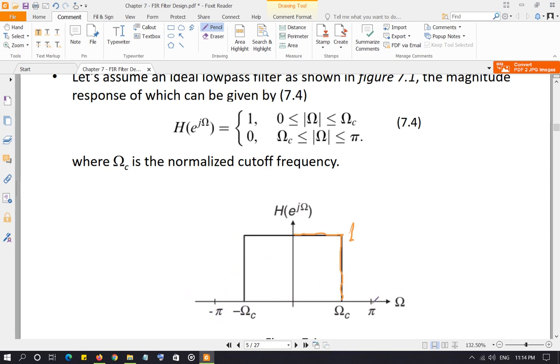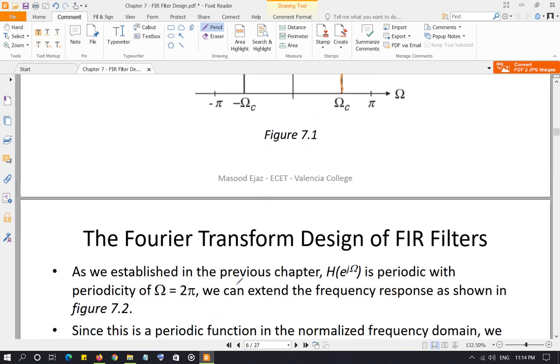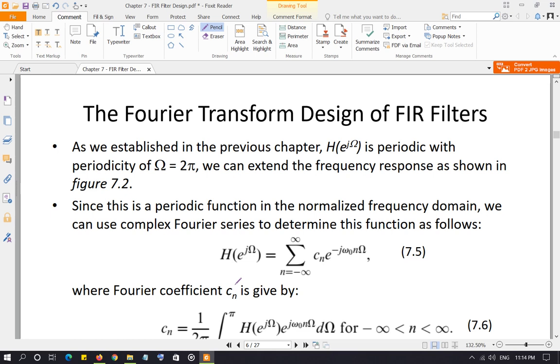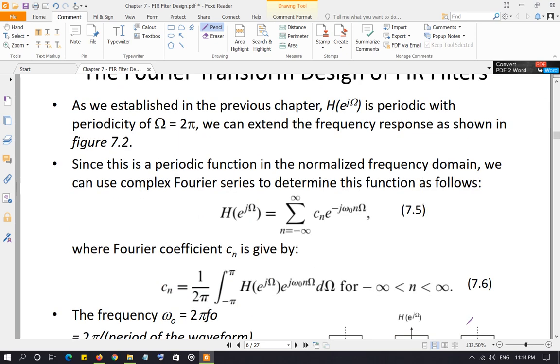And the filter response, of course, as we studied, the frequency response of any DSP system is periodic with a periodicity of 2 pi. So it is 1 period over here, from negative pi to pi, that is 2 pi. H(e^jω) is a periodic function as we studied, so we can extend the frequency response as it is shown over here. So that's the periodicity that is shown, which is one of the properties of H(e^jω) as we discussed in the last chapter.